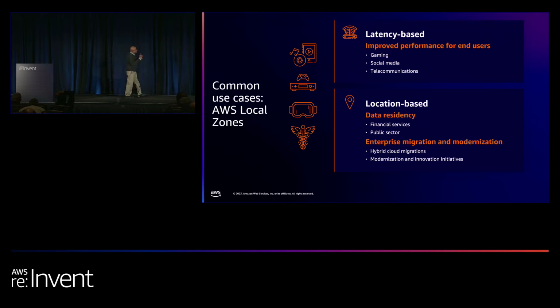And then the other example is location-based. Location-based could be multiple types, where you need to keep it in a certain location for data residency. Financial services is a great example of that, or public sector because of government regulations. Or also, in case of certain enterprise migration and modernization, even though you want to migrate and modernize, your workloads can't leave your premises, so they need to be local. So these are two categories of examples of local zones.